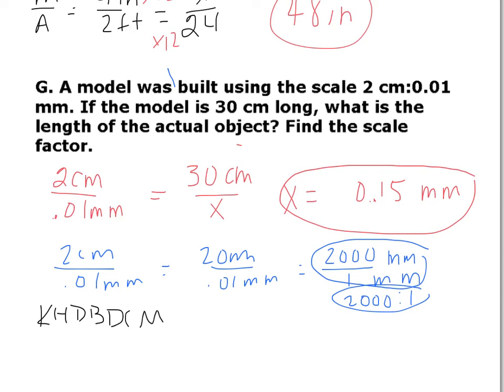To go from centimeters to millimeters, you have to move it over 1 place. So 2 centimeters is 20 millimeters. So 20 millimeters over 0.01 millimeters. And then you divide them both by 0.01 to get 1 in your denominator. So 20 divided by 0.01 gave me 2,000. So I get 2,000 millimeters over 1 millimeter, or 2,000 over 1. So that would be an enlargement because you end up with a whole number.